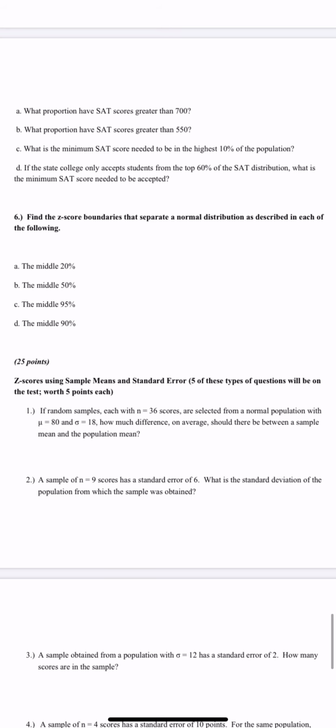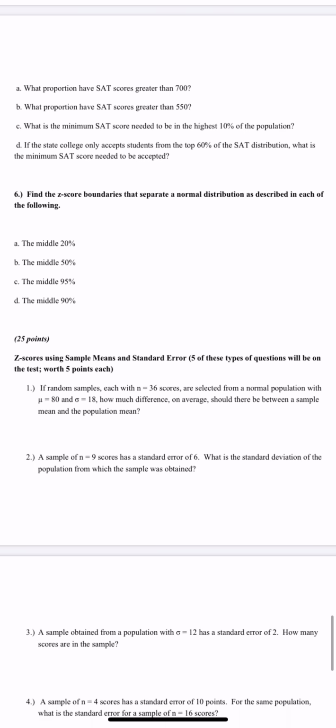For the middle 50%, you split 50% in half, so you're looking for 25%, or 0.2500, in column D. When you look, you'll see the closest number is 0.67. So you do plus minus 0.67, and those are the boundaries that separate the middle 50% of a distribution.